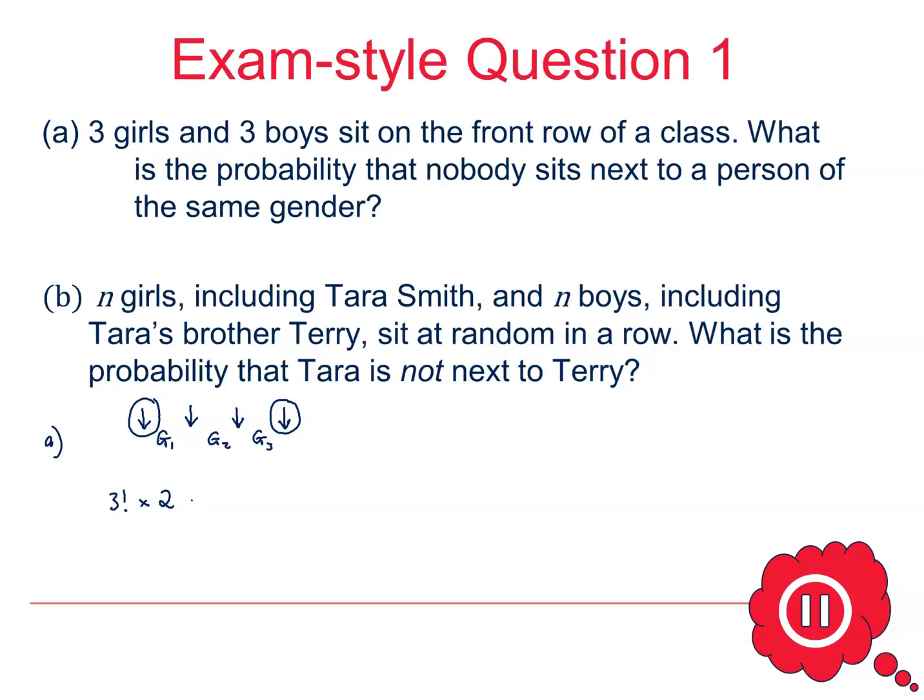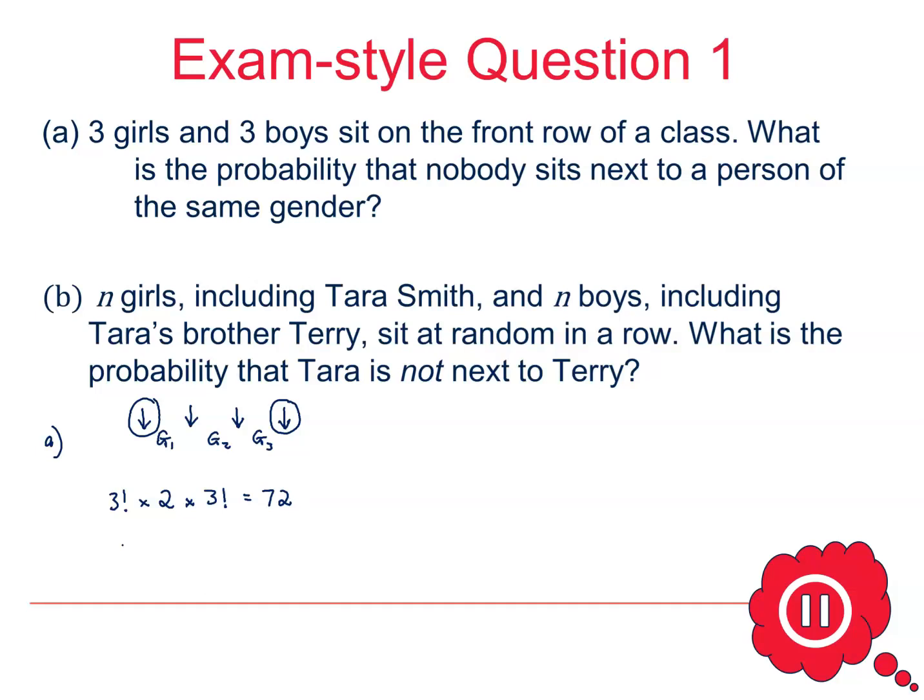But when I put the boys in, there are 3 boys and I've got 3 factorial different ways of arranging them. So that gives me 3 factorial times 2 times 3 factorial, which is 72. So that's the number of arrangements with the girls and boys sitting separately.